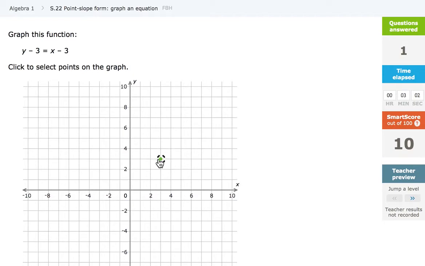Graph that ordered pair, and from there we need to use our slope. This one looks a little different in that there are no parentheses and there's no number before the parentheses that are missing. So the visible slope or visible value here is a 1. Remember, when the slope is not visible, automatically the value is a 1. So from this point, we will rise 1/1.